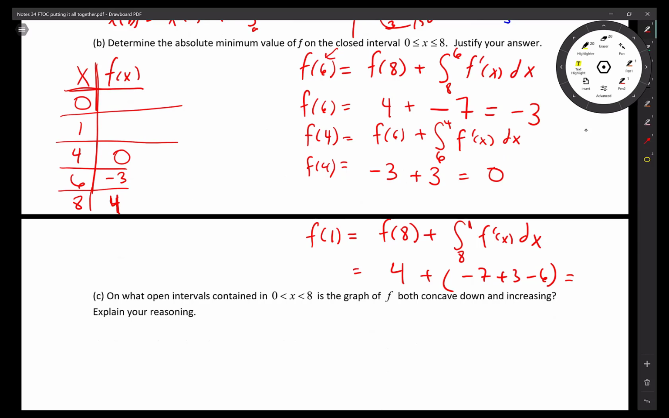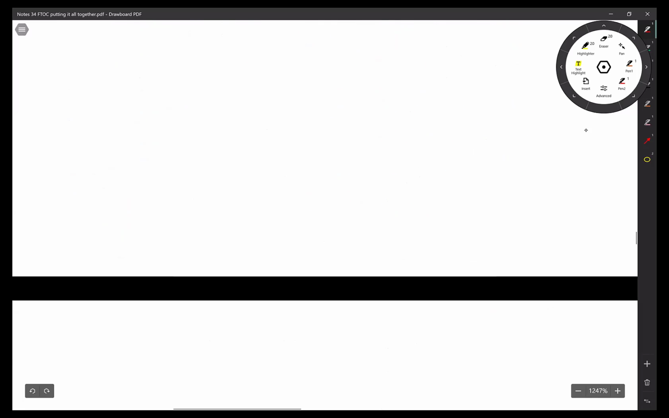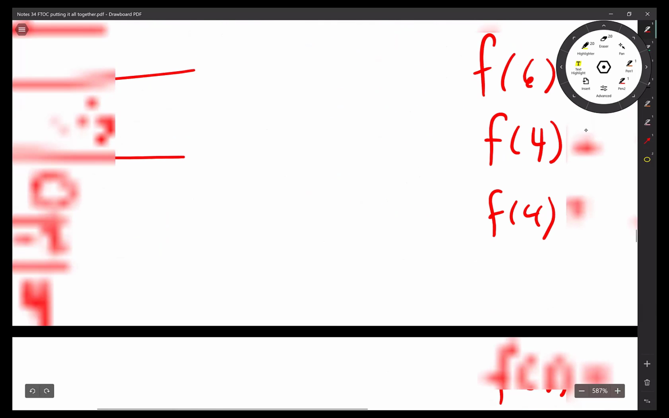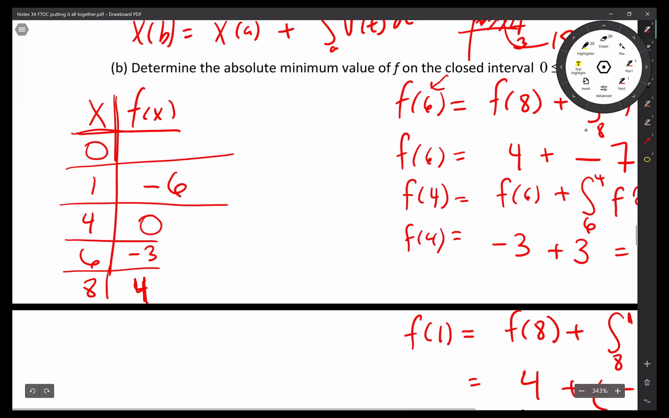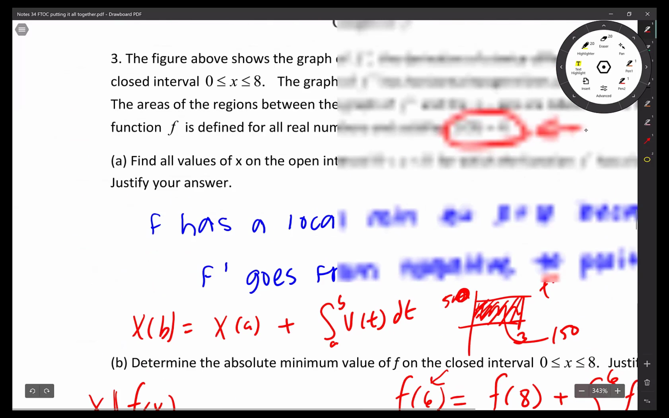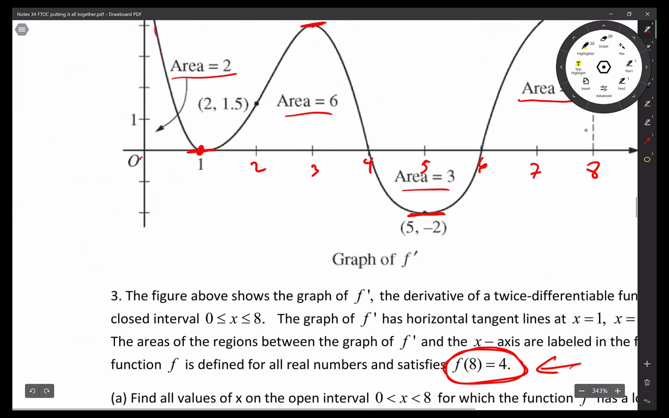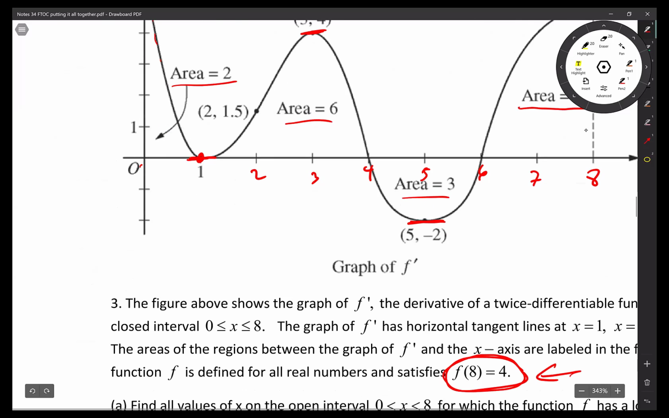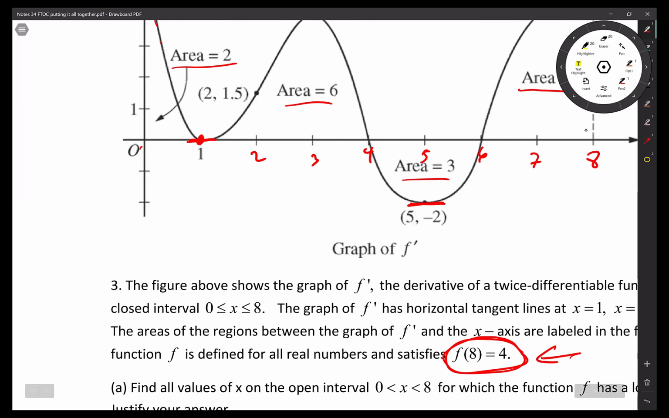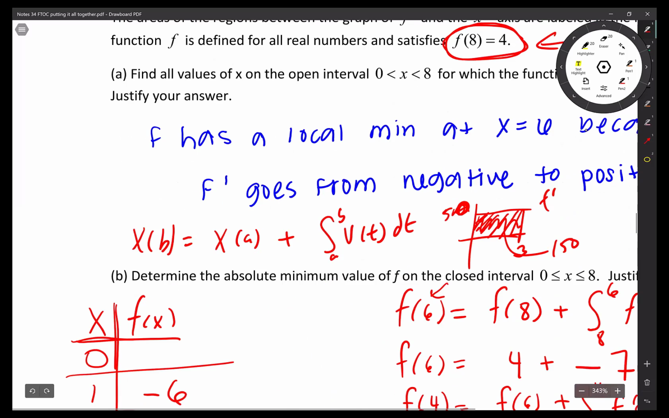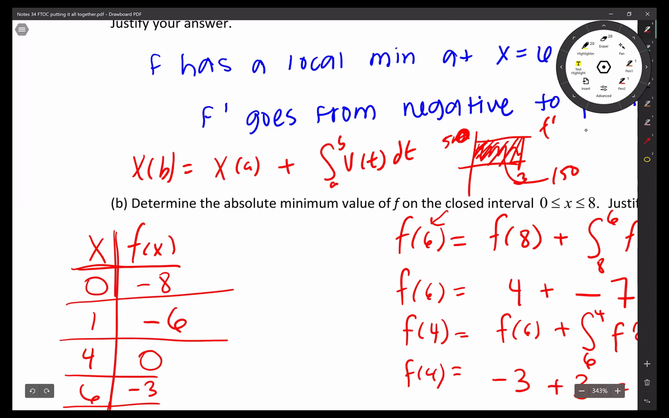Minus 6, so it's going to be a negative 6 there. Last one. Let's see if we can do it without writing an equation. So I'm at negative 6, and then the area between 1 and 0 is 2. Because it's positive there, I'm going to be subtracting. So then I'm going to write negative 8.